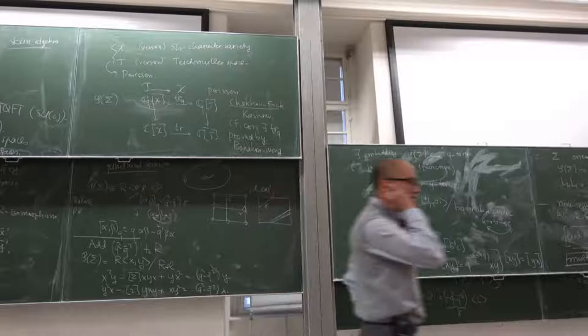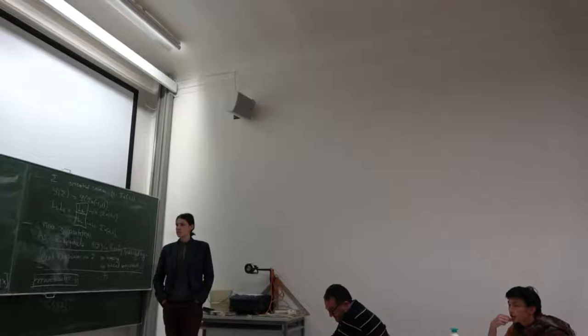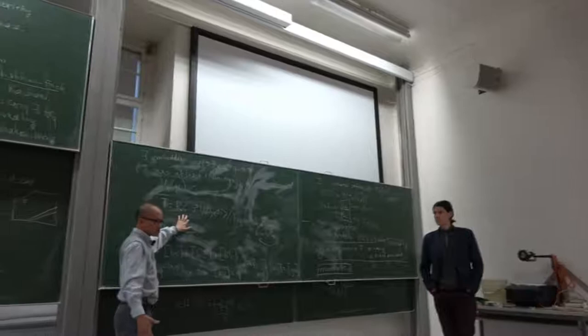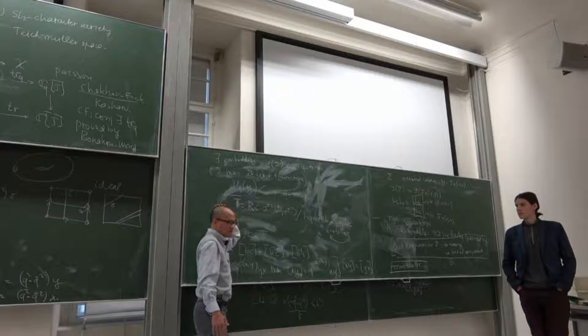Say it again? In this case, the skein algebra, is it also a fixed point? Well, certainly not of an involution, but I don't know if you have a finite group acting on this so that this could be the set of fixed points. I don't think so, but I don't know.